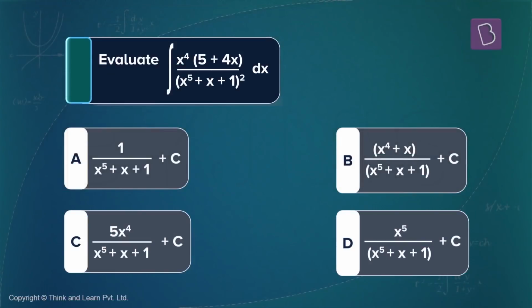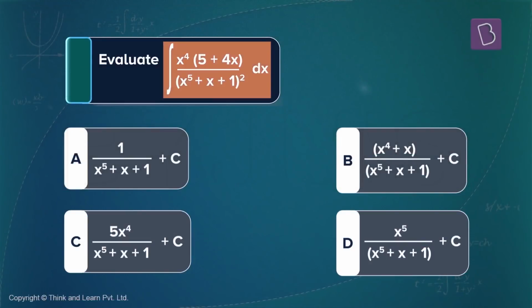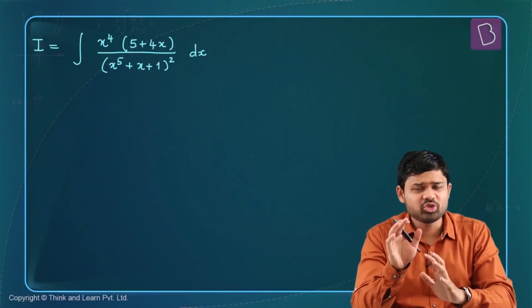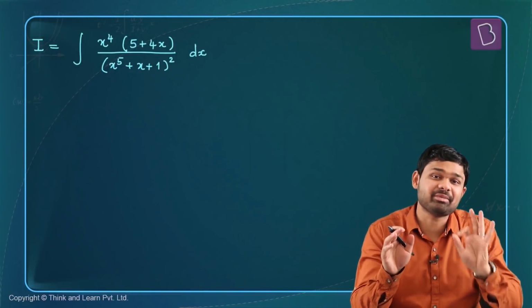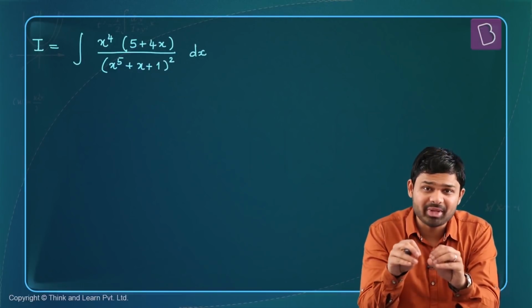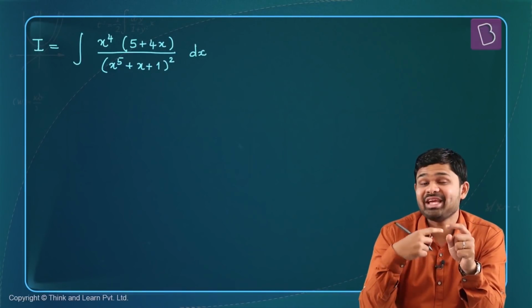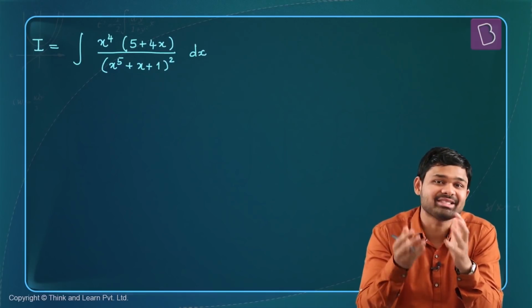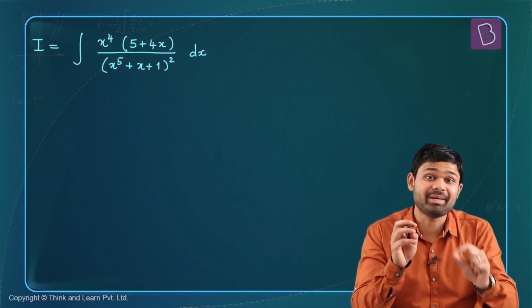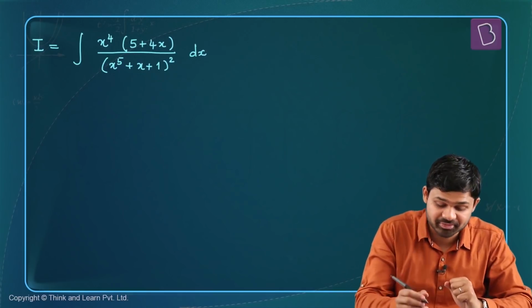So the question is, you have to integrate x raised to 4 multiplied by 5 plus 4x divided by x raised to 5 plus x plus 1 the whole square. That's what you need to integrate in this particular question. Now as soon as you see this question, you should understand that this is a substitution type of question and we need to substitute the denominator as some variable, and then we need to have the numerator as the derivative of the denominator. But before doing all that, in such questions there is some mathematical manipulation that is mandatory.